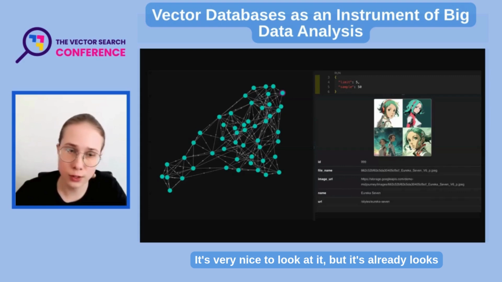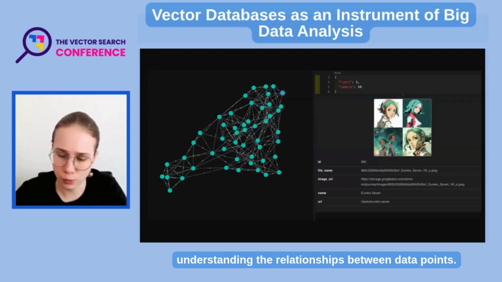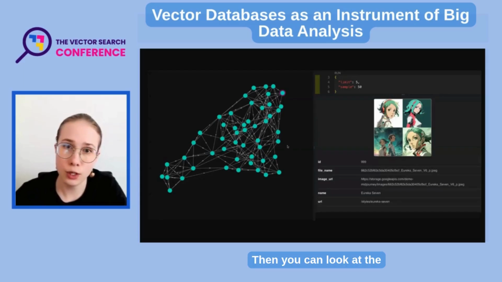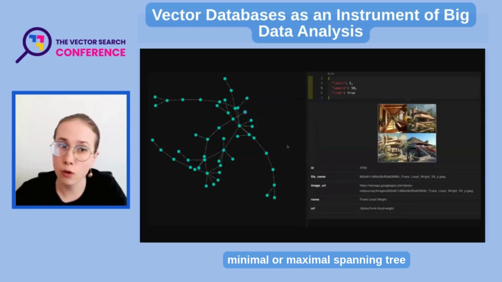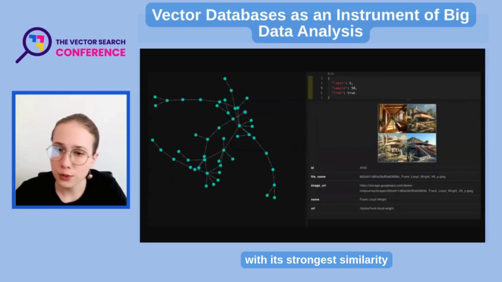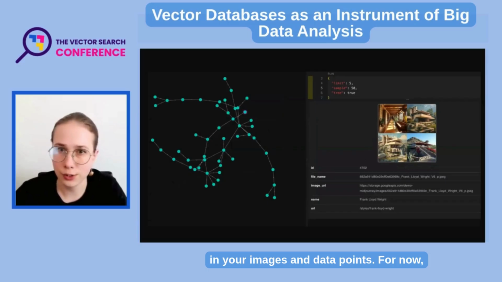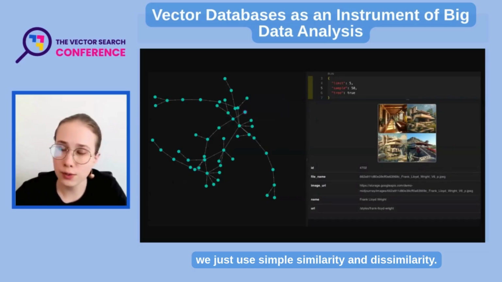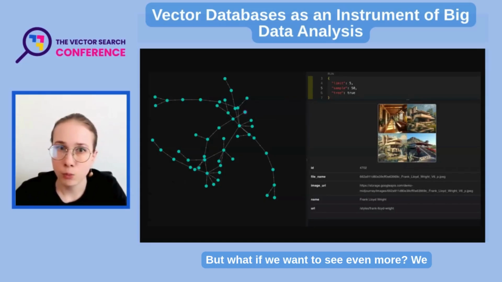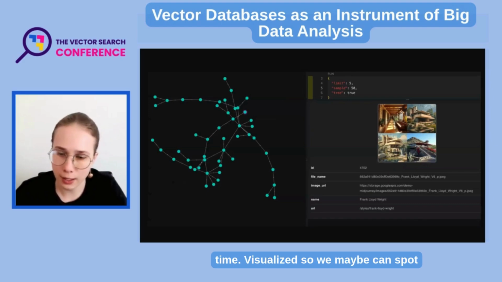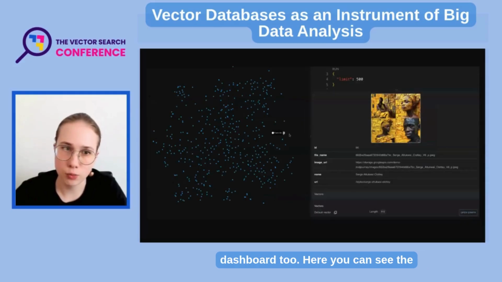It's very nice to look at it, but it already looks a little bit too crowded. So here you stop understanding the relationships between data points. Then you can look at the minimal or maximal spanning tree of this graph and depict your data with its strongest similarity relationships and already see some clusters in your images and data points. For now, we just used simple similarity and dissimilarity. But what if we want to see even more? We want to see all of our points at the same time visualized, so we maybe can spot some clusters. And we can do that on our dashboard too.